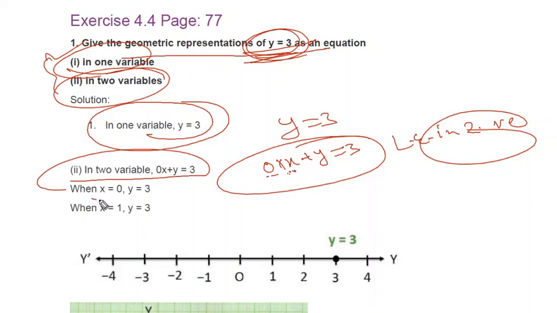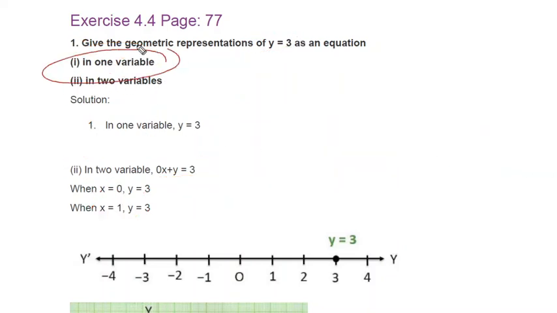So when x = 0, we take one value of x, y will be equal to 3. We put it here, 0 into 0 is 0, now y = 3. When we take x = 1, 0 into 1 is again 0, plus y = 3, that means y = 3. So when x = 0, y = 3, and x = 1, y = 3.